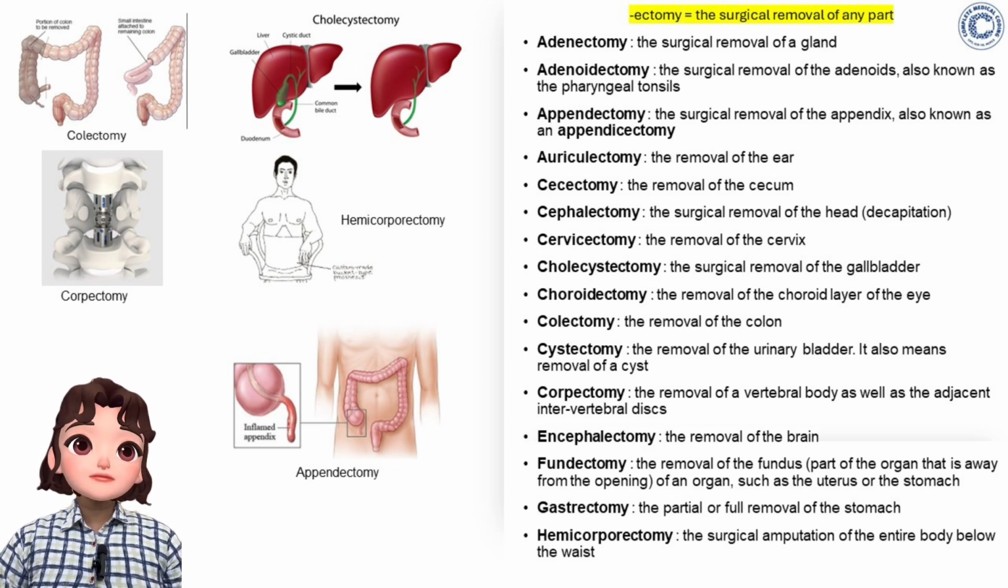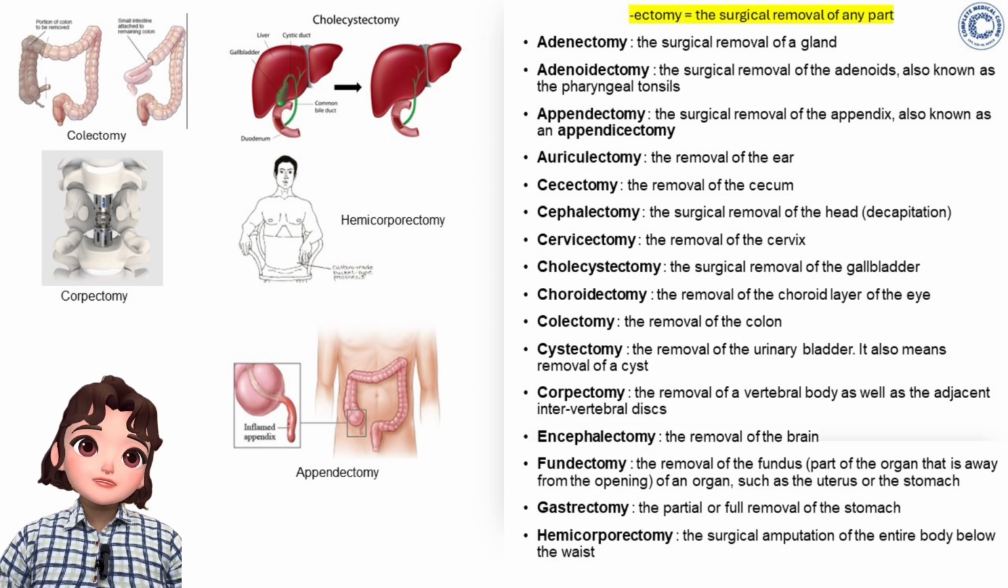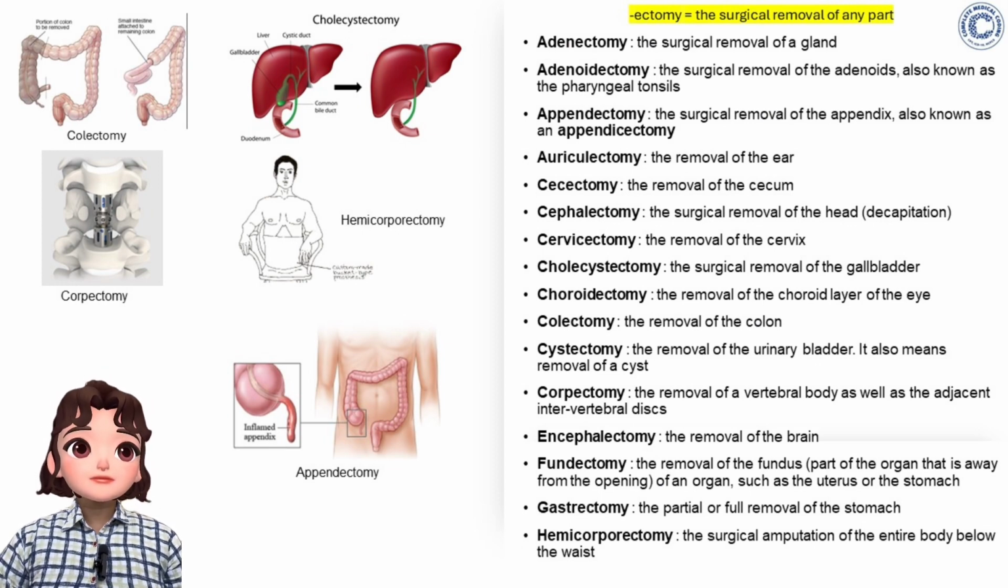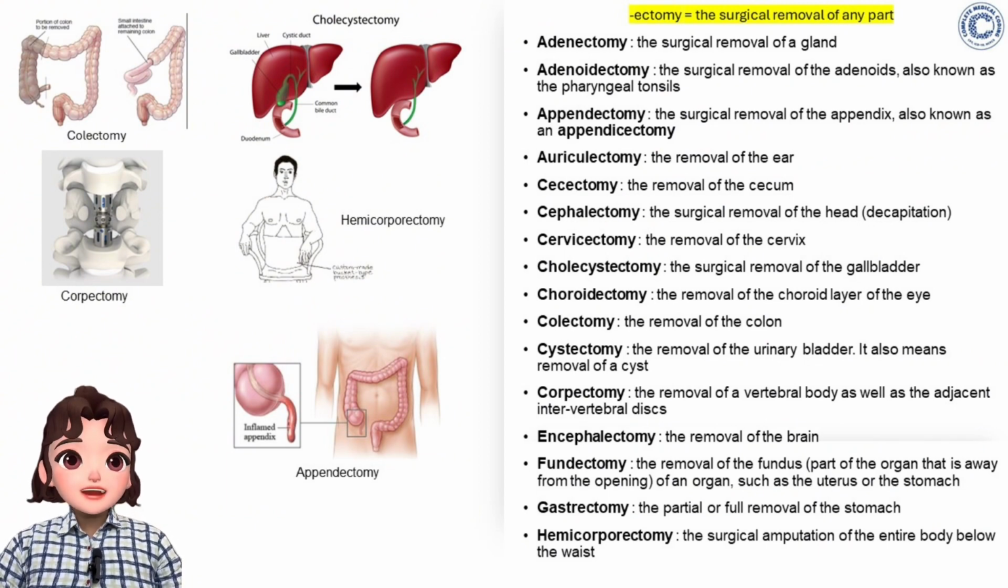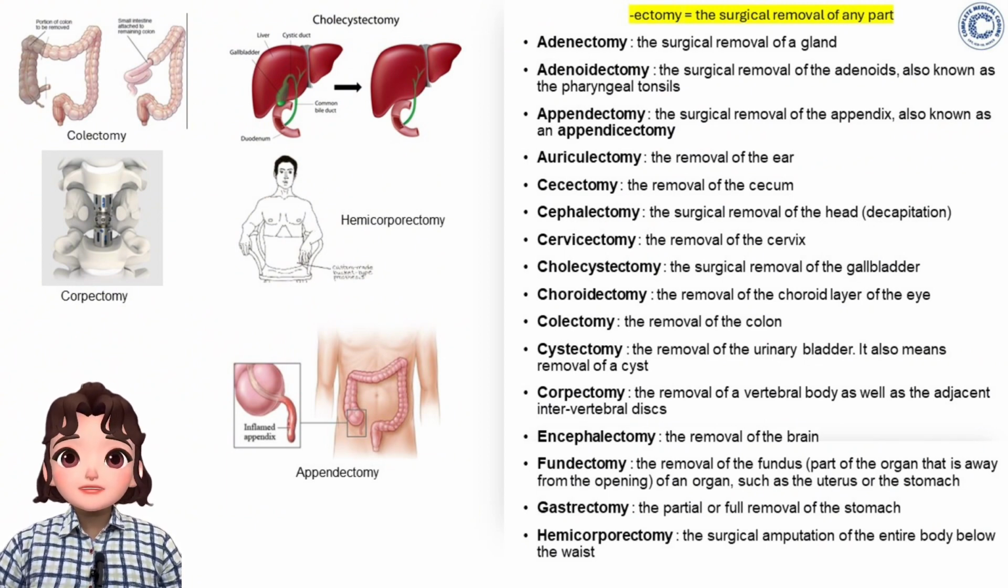Cystectomy, removal of the urinary bladder. It also means removal of a cyst. From the word you will get it as removal of a cyst, but it also means removal of the urinary bladder. Corpectomy, the removal of a vertebral body as well as the adjacent intervertebral disc. Encephalectomy, removal of the brain, because the brain is also called the encephalon.